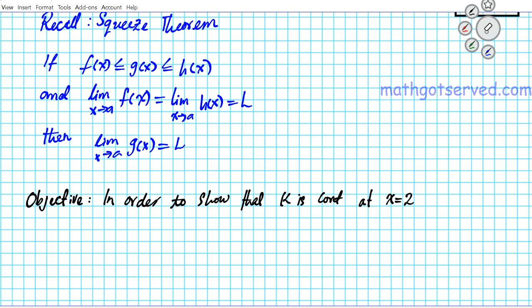Okay, so in order to show this, all we have to do is show that the double-sided limit of k of x is the same thing as the value of the function k of 2. That's all you have to show. Okay? All right, so let's go ahead and do it.